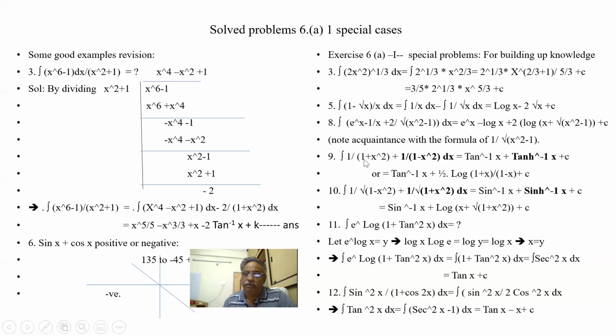We have seen here 1 plus x square is tan inverse x. 1 minus x square without root appears to be tan inverse with a sign difference. So we call it tanh inverse x.